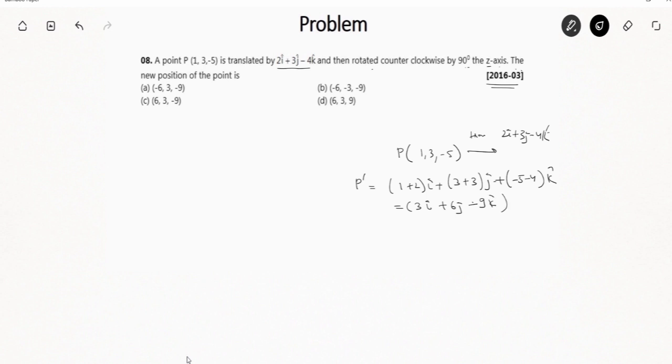Now what they are saying is that it is rotated counterclockwise by 90 degrees. So let's say this is the x-axis, y-axis and z-axis, and it is rotated counterclockwise about the z-axis.